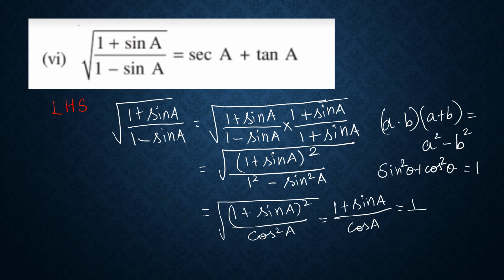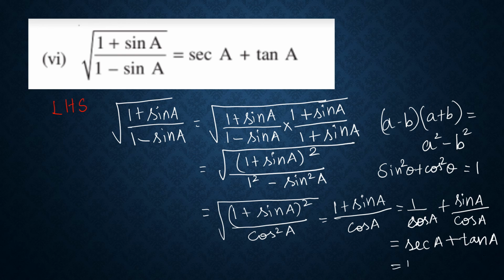This can be written as 1 by cos A plus sin A by cos A. What is 1 by cos A? Secant A, plus sin A by cos A is tan A, which is nothing but your right hand side. So LHS equal to RHS, hence proved.